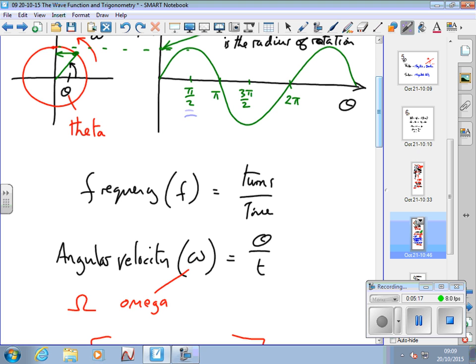Okay, so let's think about a few more things to do with this wave function then. Well, the frequency of this thing is the number of turns, complete turns, divided by the time. So say this thing rotates 5 complete turns in 5 seconds, then 5 divided by 5 is 1. It's rotating at 1 cycle per second, or 1 hertz. So if I divide the complete turns by the total time taken for that, then I've got the frequency. So there's a little formula that we use all the time to get the frequency.